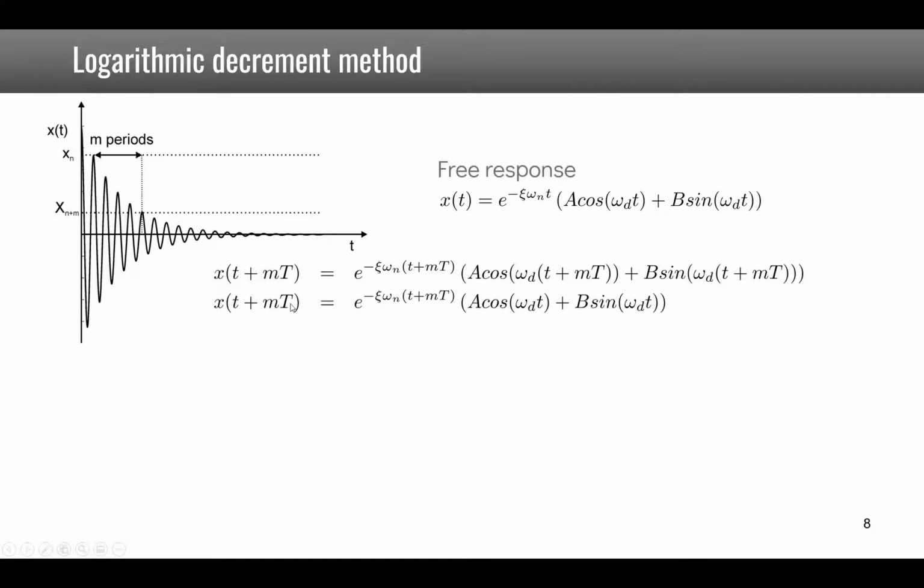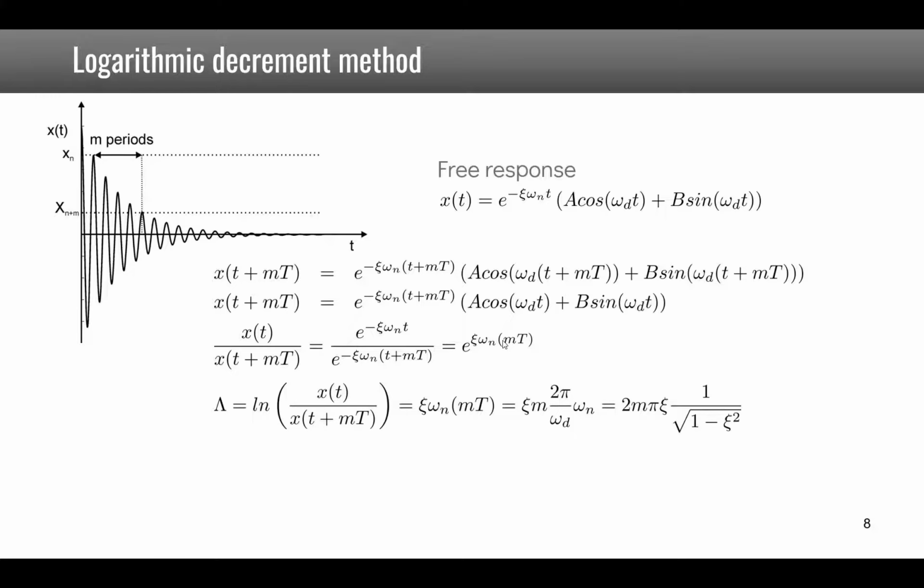What you see is that because it's periodic, this cosine and sine function is equal to this value, so that when you do the ratio of the two amplitudes at time t and t plus mT, you are left with e to the power of psi omega n mT. Now we are going to take the logarithm of that, and the logarithm will give us psi omega n mT. Then we replace the T by 2 pi over omega d, because this signal is oscillating at frequency omega d. We end up with this expression, which shows that if psi is rather small, which is the case for typical structures with 1% damping, then the damping is given by 1 over 2 pi m times lambda. So this is a very efficient way to measure the damping, usually on the first mode of a structure.